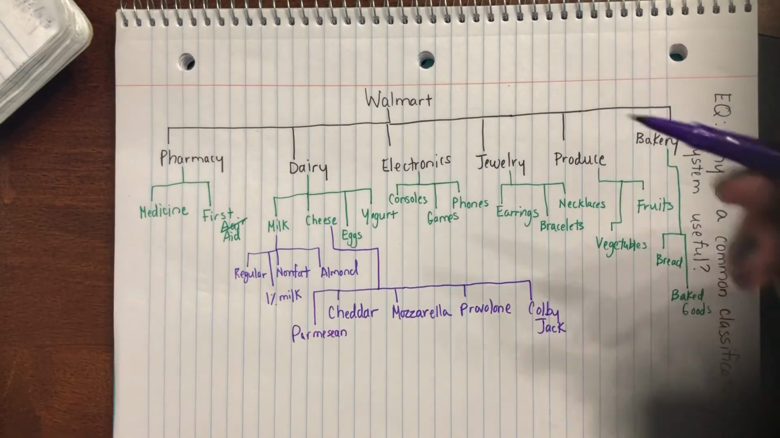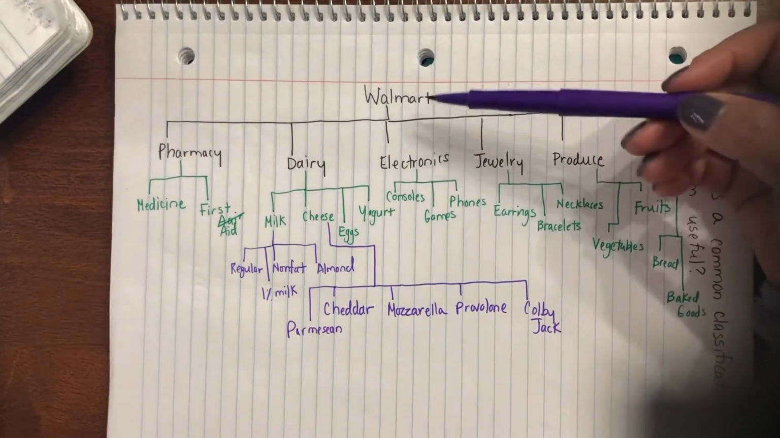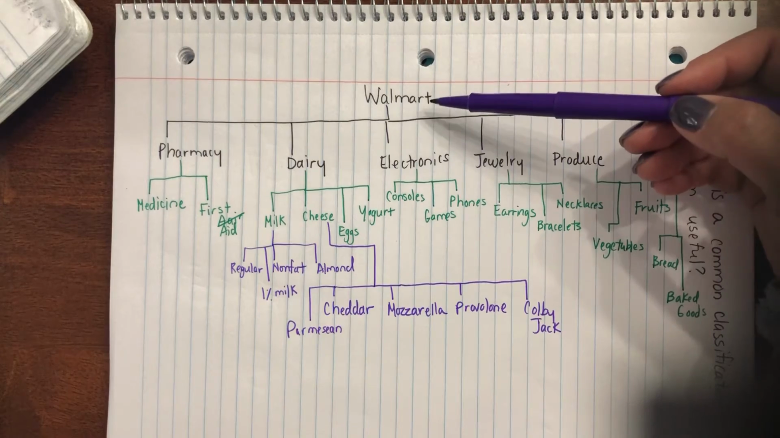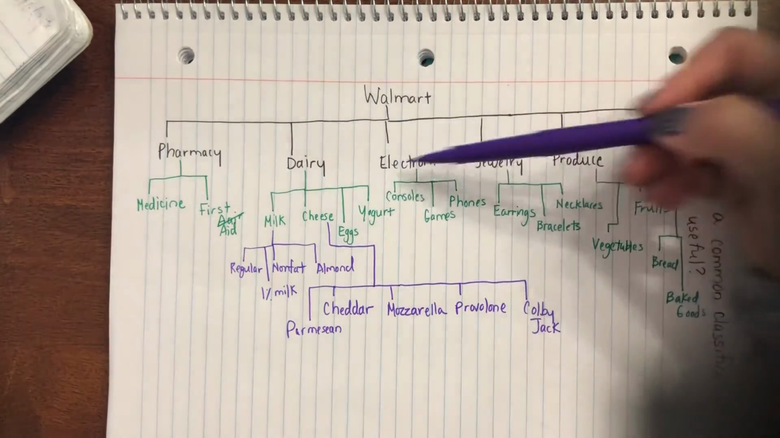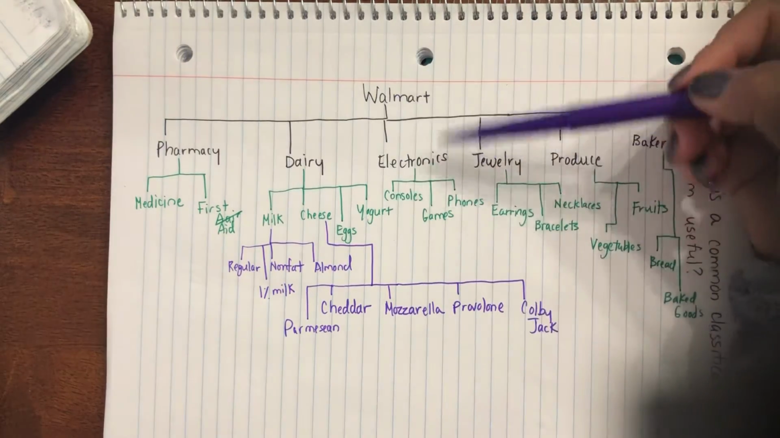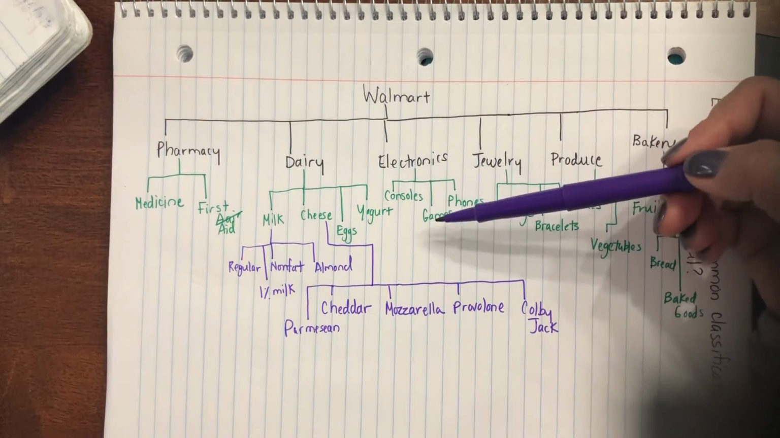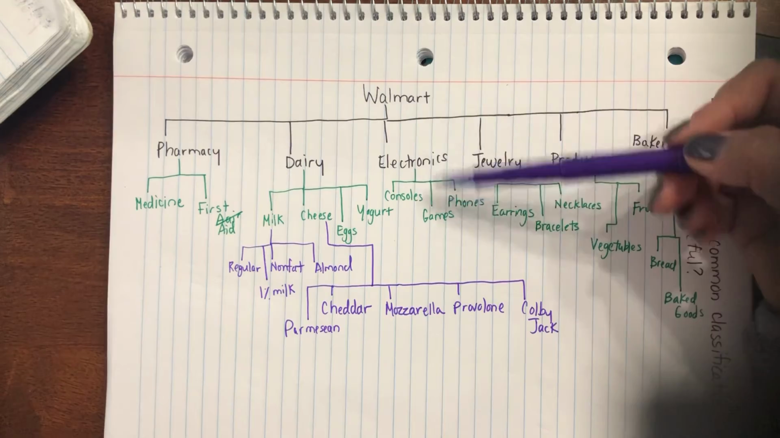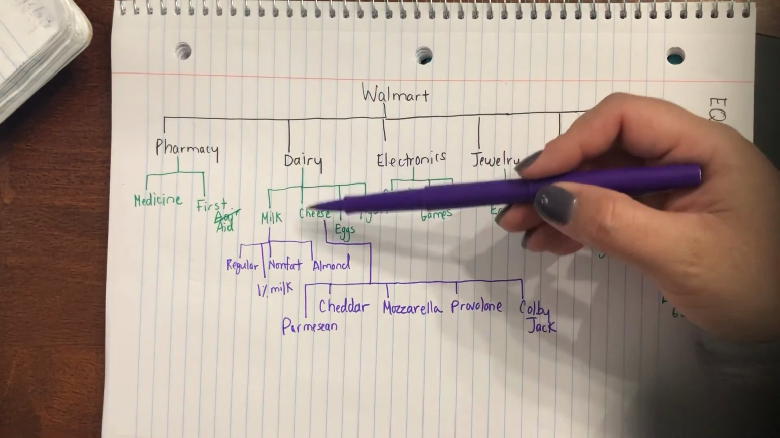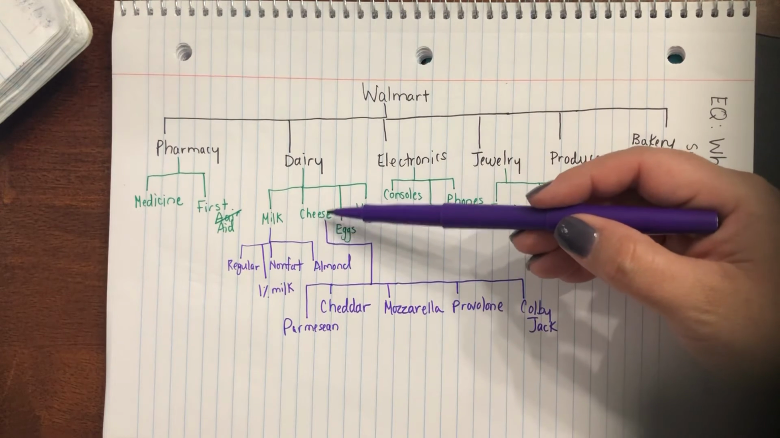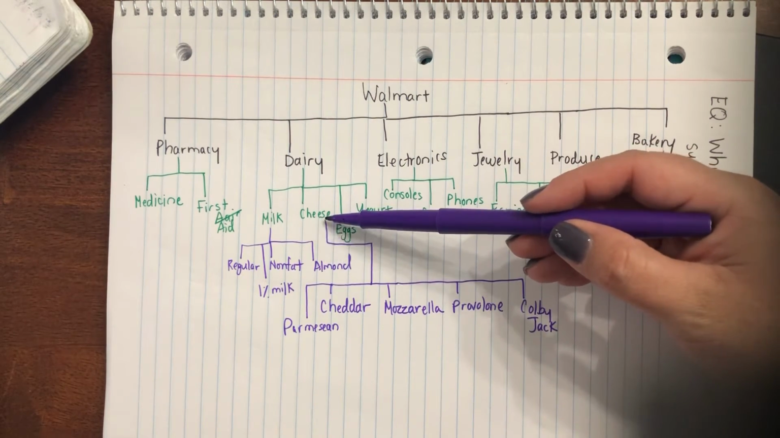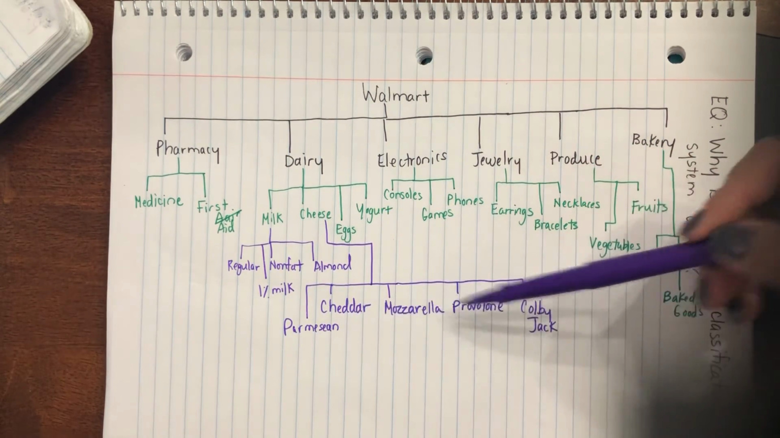Okay, so as you can see, as we move down, you're going from a very general topic like Walmart, big store, that has areas, it's getting a little bit more specific: pharmacy, dairy, electronics. And then when you go down to the next level, it gets down a little bit more specific. Within that dairy section, they have milk, cheese, eggs, yogurt. And then as I go down, I'm even getting more specific as the type of cheese. I'm getting Parmesan, cheddar, mozzarella, provolone.